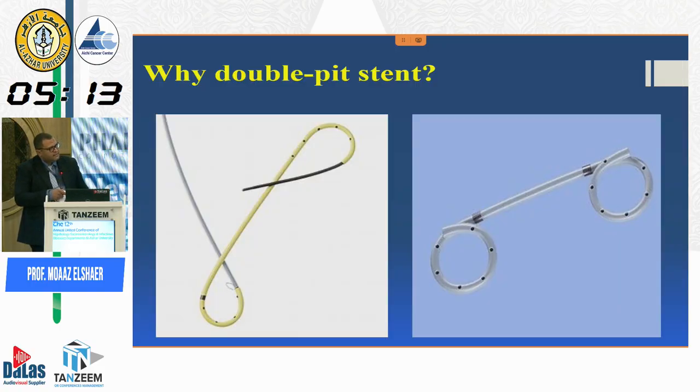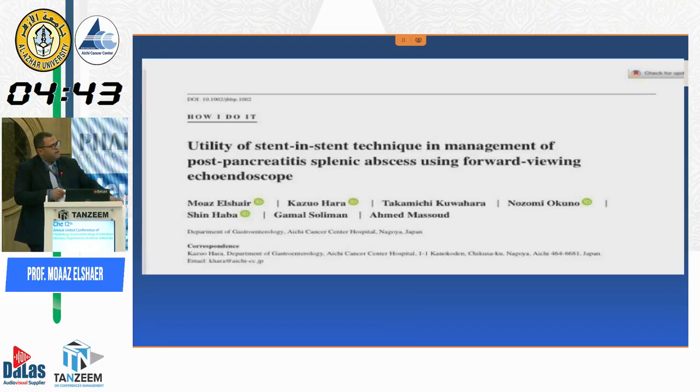Why double bed stent, not double pigtail stent? Because sometimes we need to keep the plastic stent in the abscess or in the cyst after removal or extraction of the metallic stent. So when we extract the metallic stent, the double bed stent stays in the cyst. If we use the double pigtail stent, it comes out with the metallic stent. We already published this technique in the Journal of Hepatobiliary Pancreatic Science.